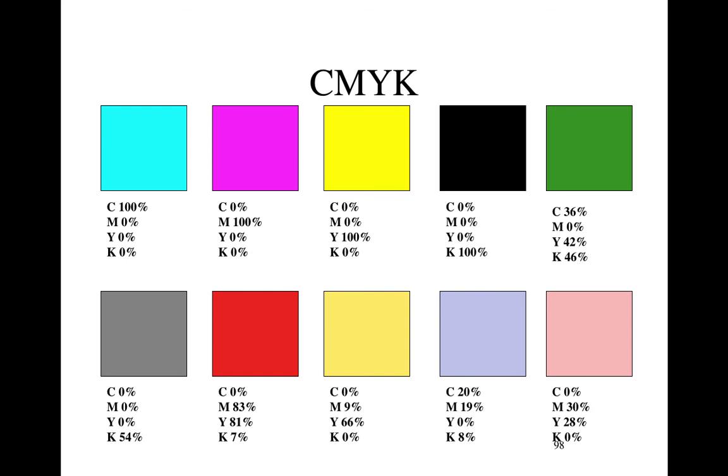I would have expected that to be a bit darker with the 46% black, but there we go. Bottom left there, we have no cyan, no magenta, no yellow. We just have black ink. And at 54% black ink, it's that shade of gray. Here, that red one there, we've no cyan. We've 83% magenta, 81% yellow, and 7% black. I would have expected that to be a bit more orangey, actually. There we go. And so on.